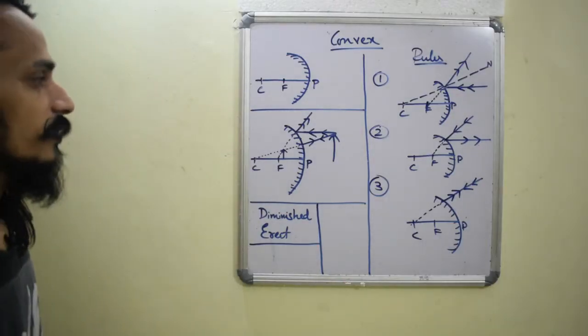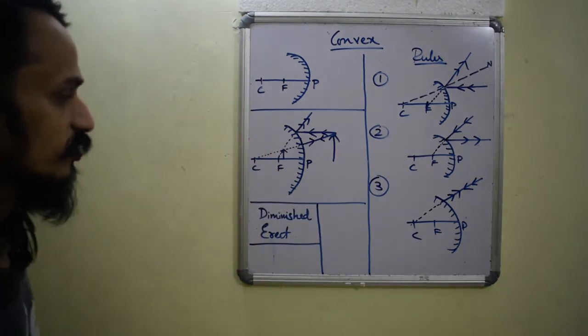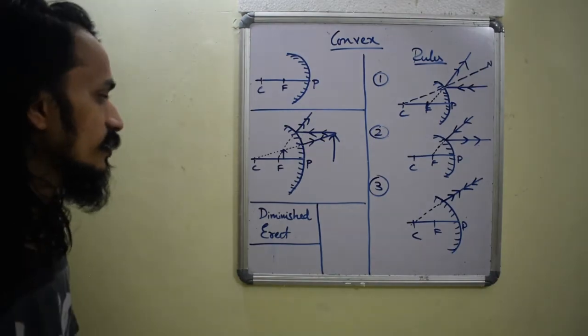One thing we have to keep in mind is, no matter where you put the object, the image is going to be something like that only. So there is only one ray diagram for a convex mirror.